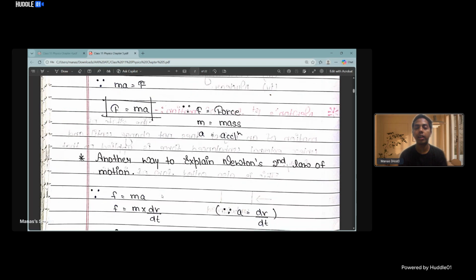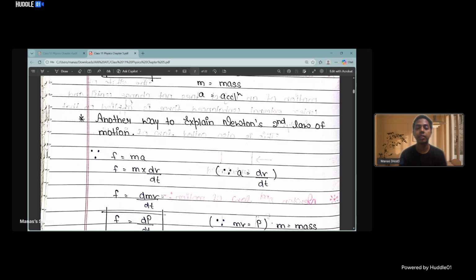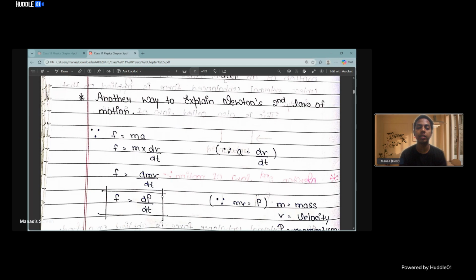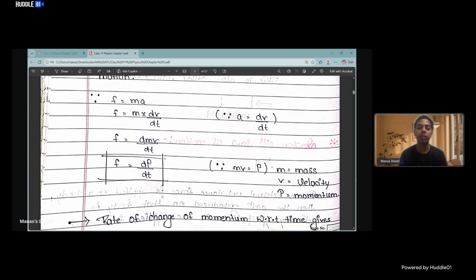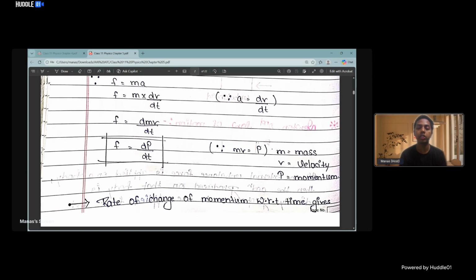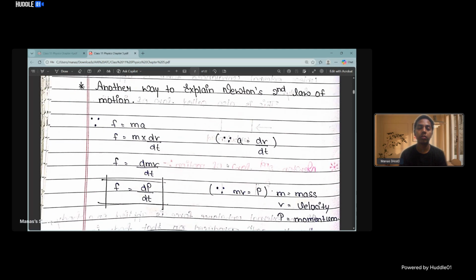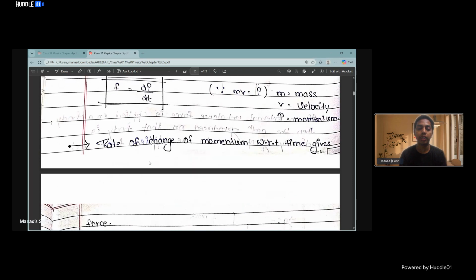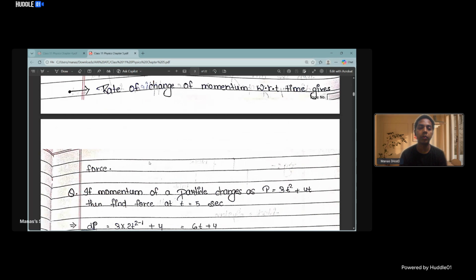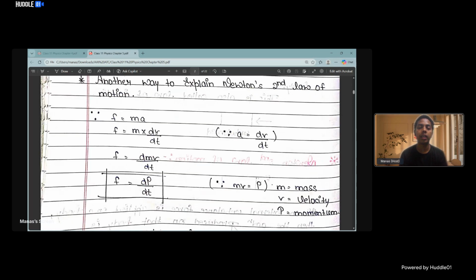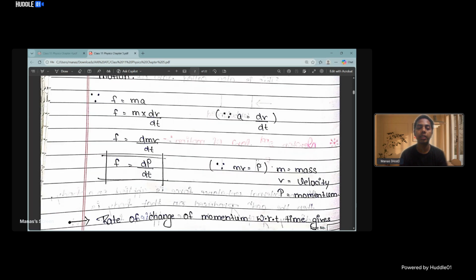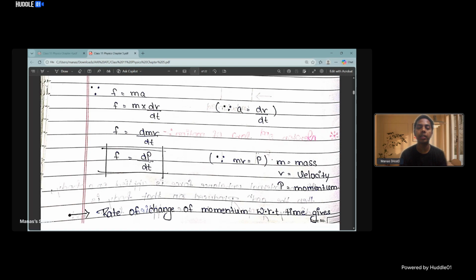Another way we can state Newton's second law is that the rate of change of momentum is equal to the applied force. The rate of change of momentum with respect to time gives the applied force. So we can write F equals ma, with a equal to dv by dt. Then F equals d(mv) by dt, that is, F equals dp by dt, the rate of change of momentum.